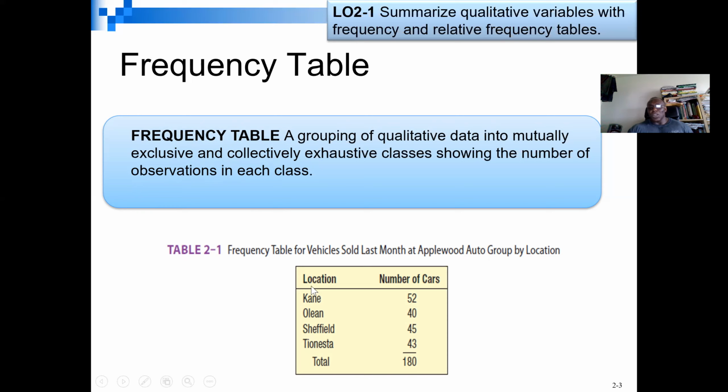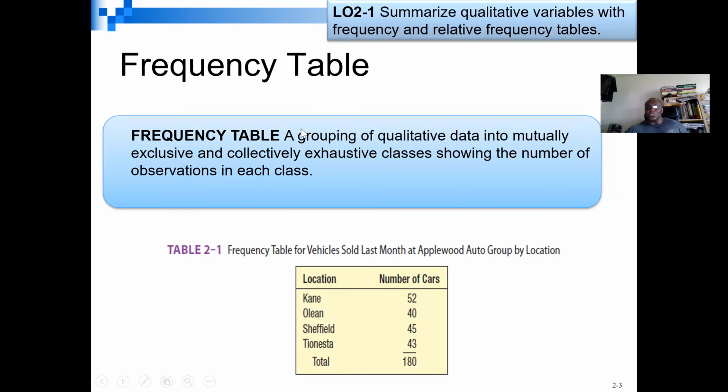But if we organize it using a frequency table, we can see that we don't need to count because it's already organized. We have the location name and the number of cars instead of a Word document having it plain. So again, we have to count in that situation.